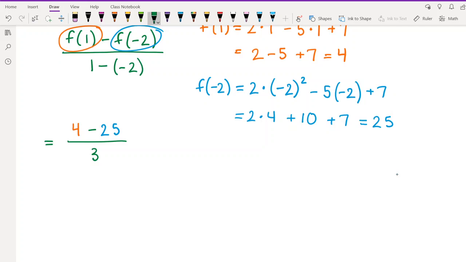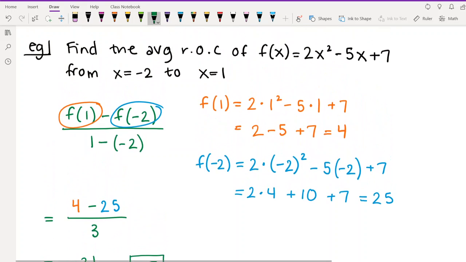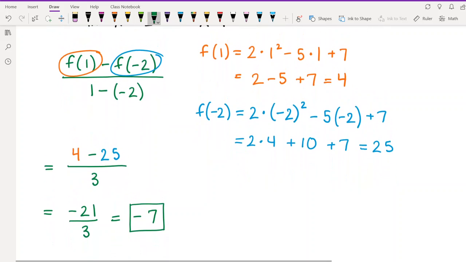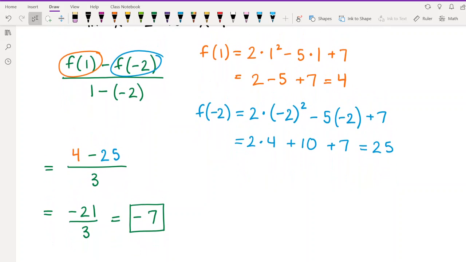So what does this simplify to? Well, 4 minus 25 is going to be equal to -21 over 3. And so that is equal to -7. So what that tells us is that on average, from x is equal to -2 to x is equal to 1, our function is going down with a slope of -7.